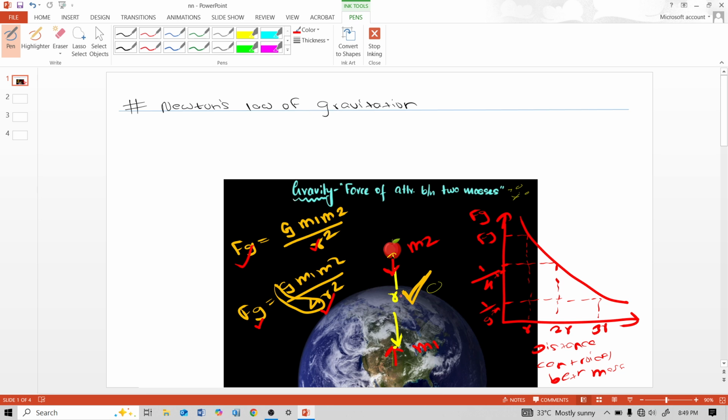So if the centroidal distance between two masses increases, then the force of gravity will decrease. Then this G, we will discuss about this G. This G is nothing but the universal constant.